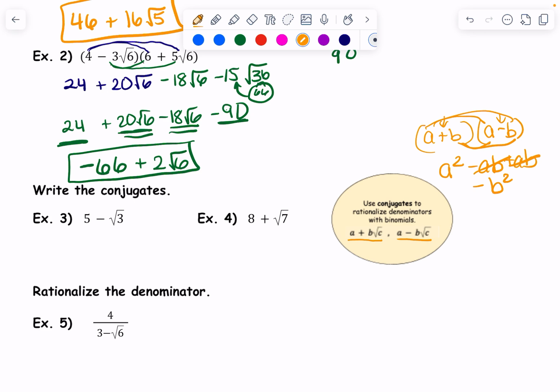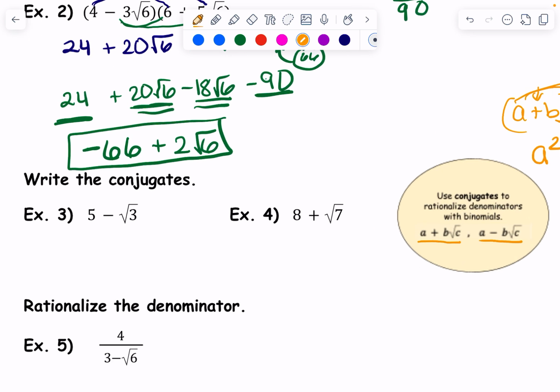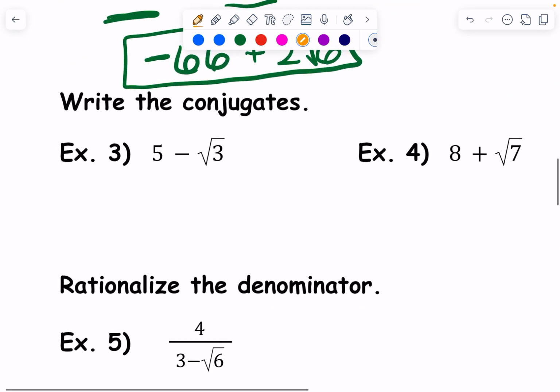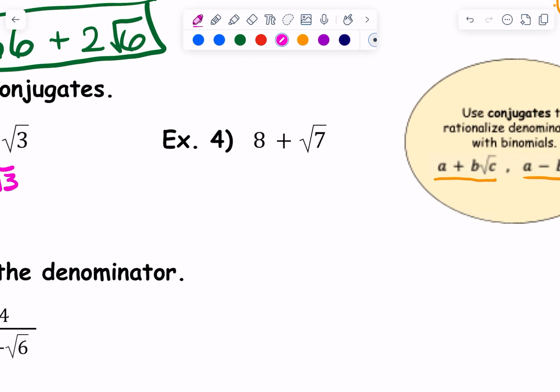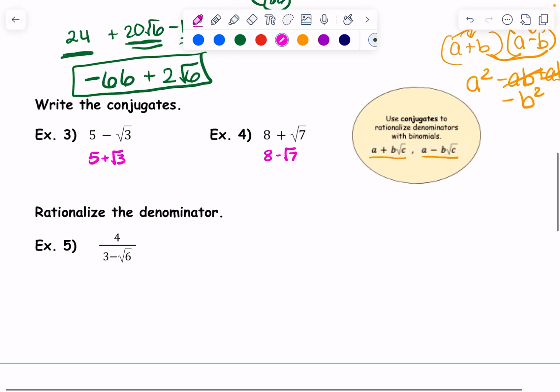Well, when I square a radical, the radical goes away. And so we use conjugates a lot to make a radical go away that's in the denominator that has a binomial. So let's look. If I have 5 minus radical 3, the conjugate would be 5 plus radical 3, right? And if I have 8 plus radical 7, my conjugate would be 8 minus radical 7. So if we're talking a conjugate, we're just changing that middle sign, okay?